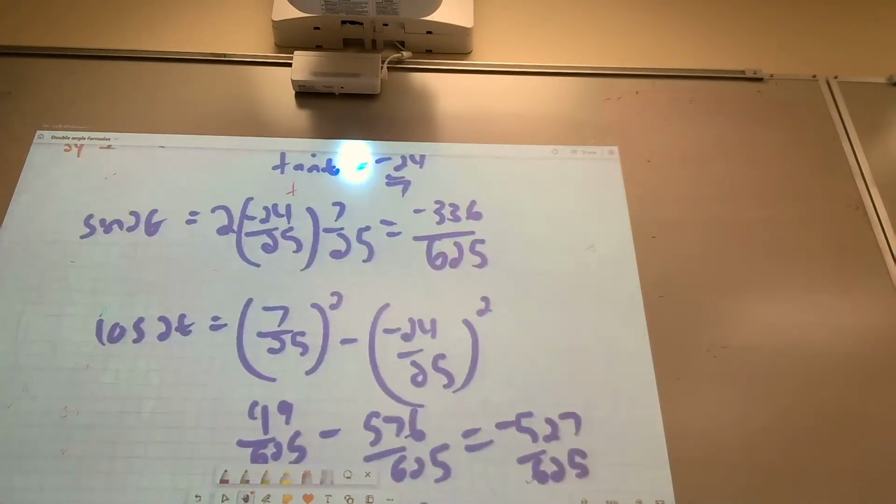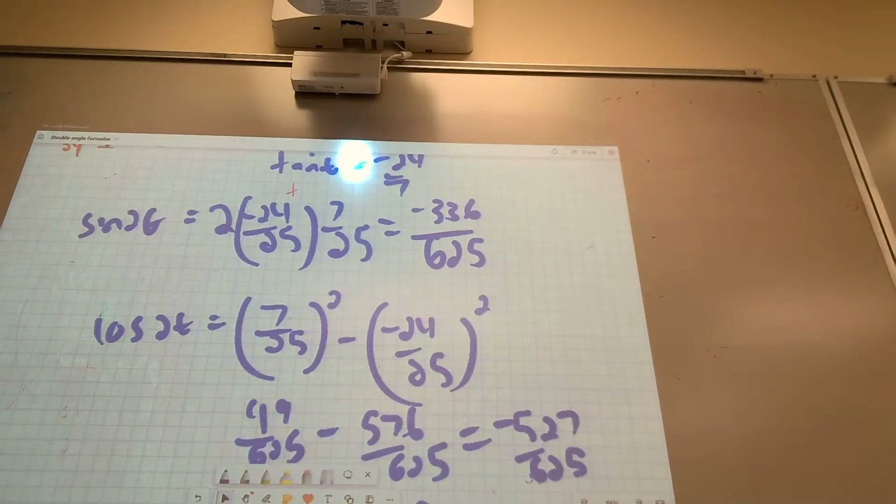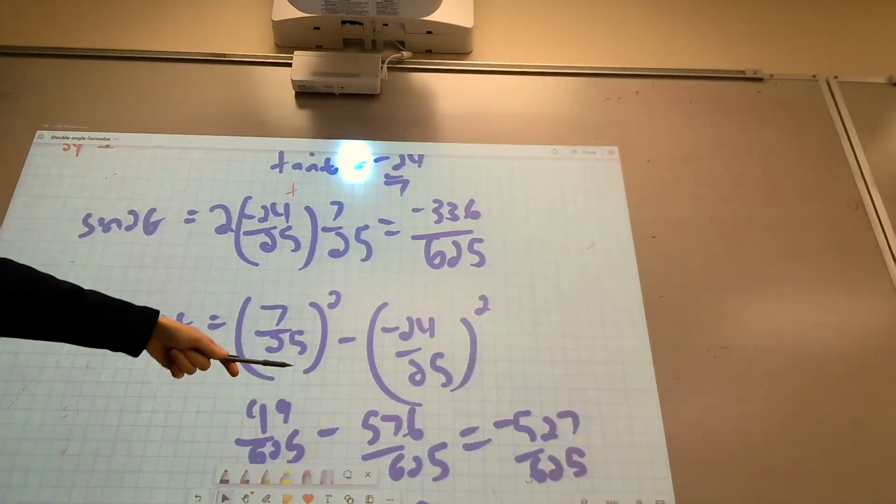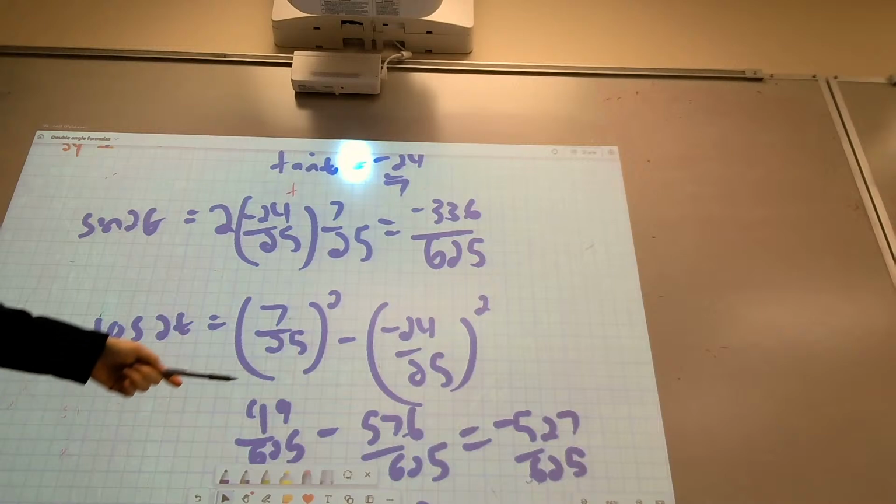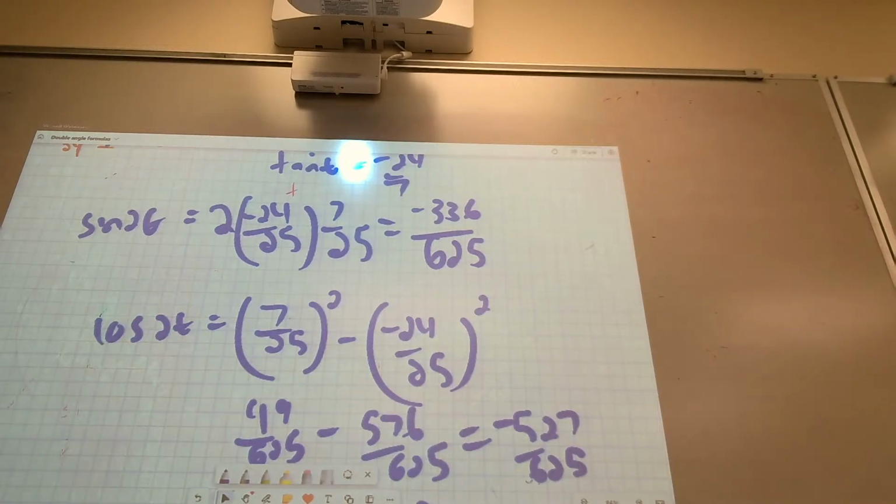And the next one, you should have minus 527 over 625, because you have 7 squared is 49 minus 24 squared is 576. 49 minus 576 gives you minus 527.